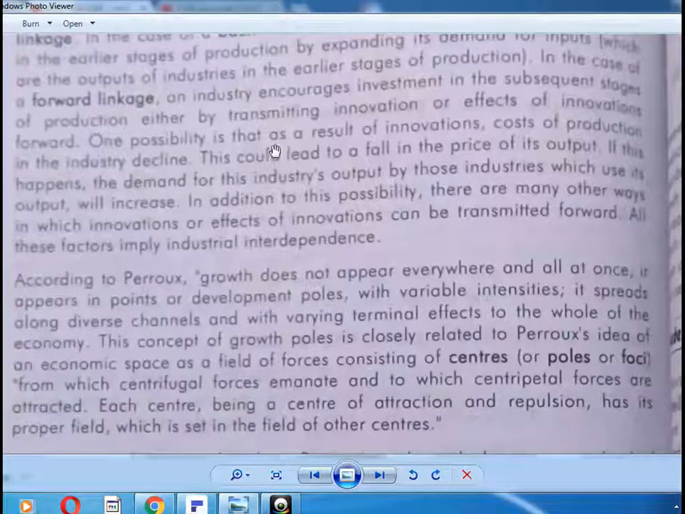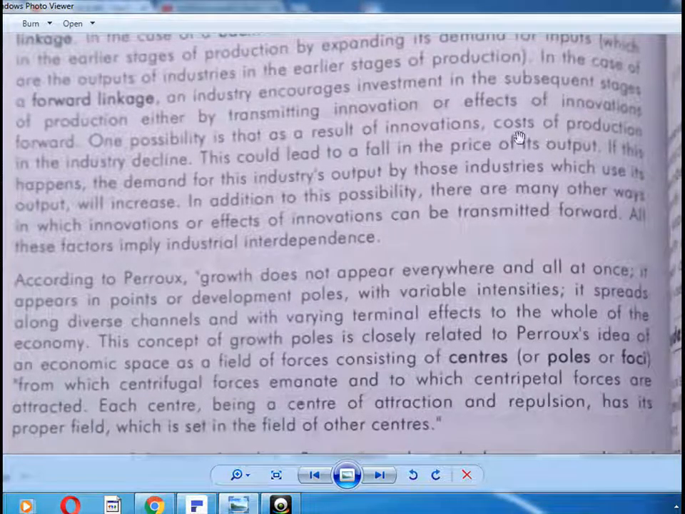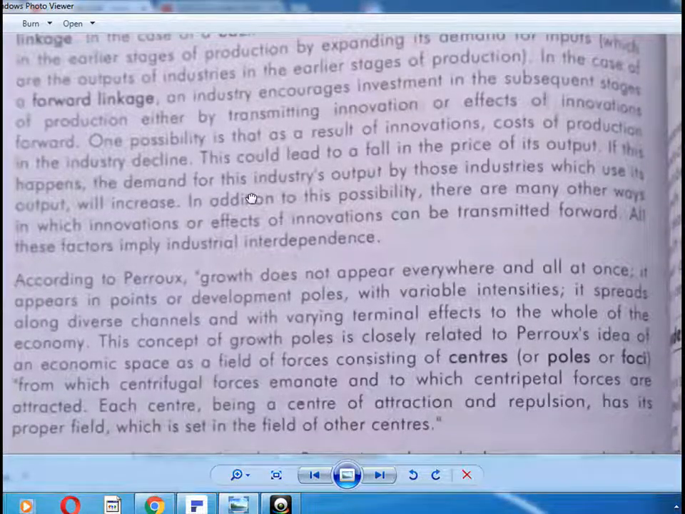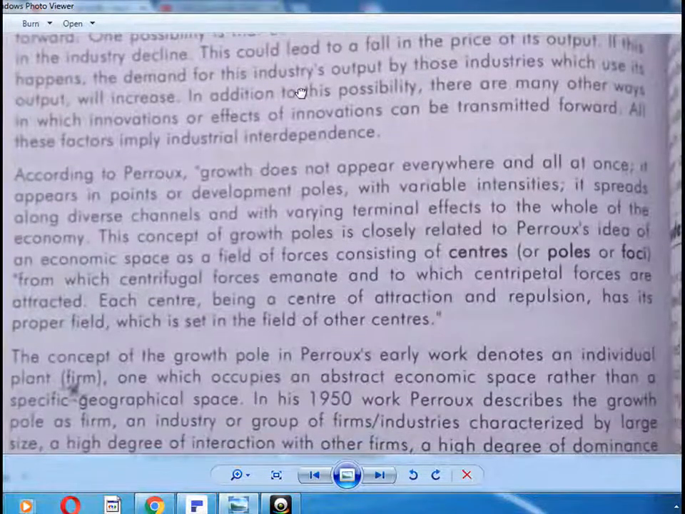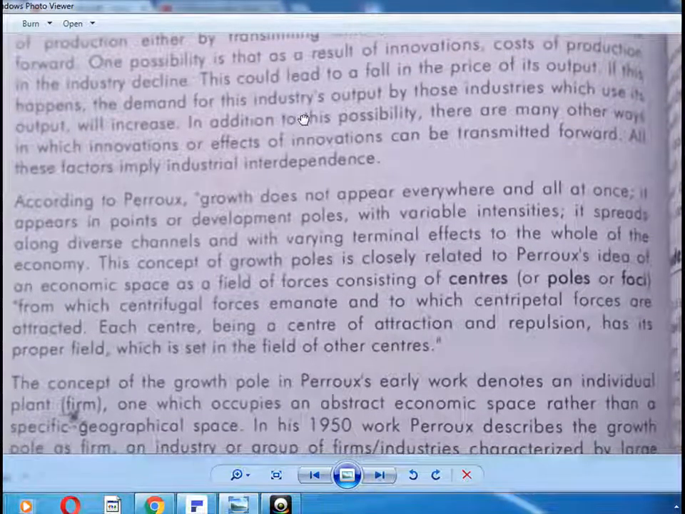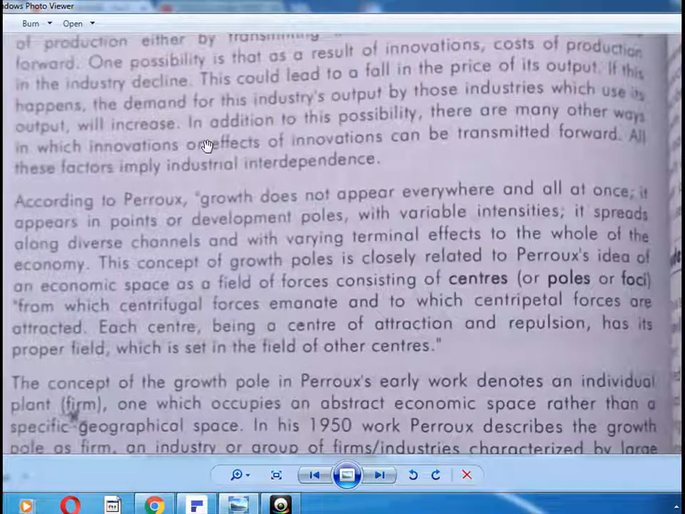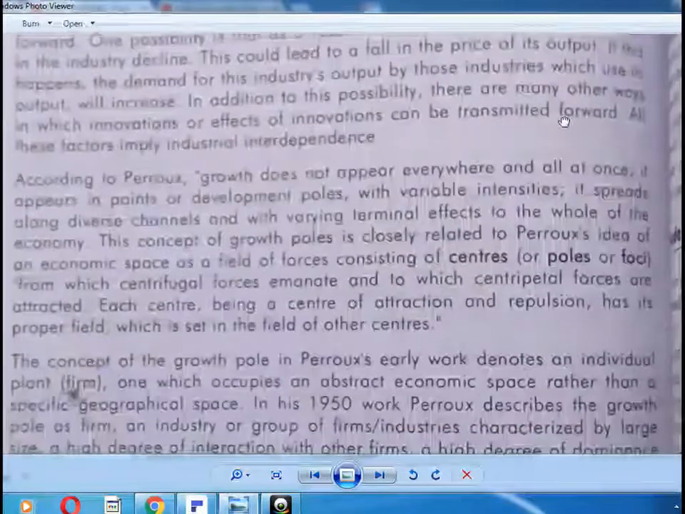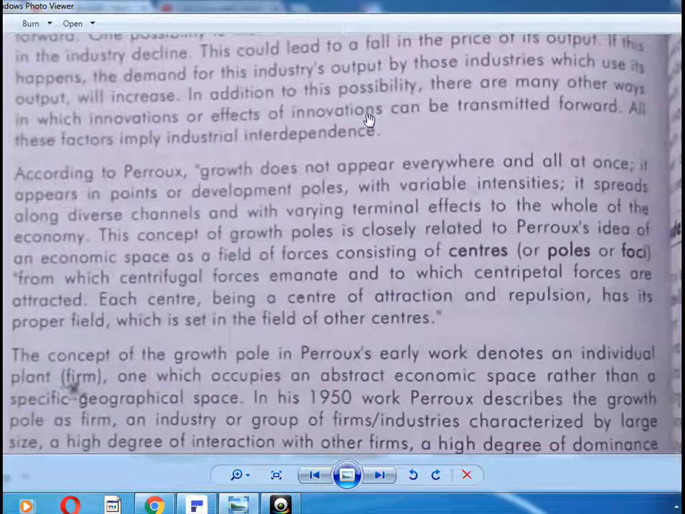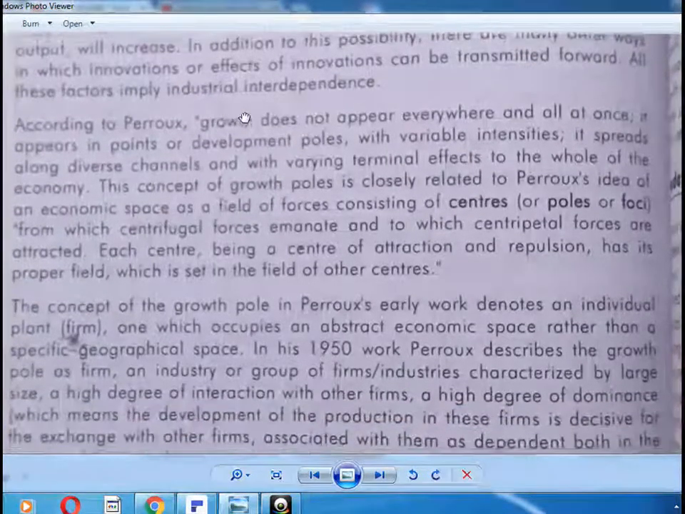One possibility is that as a result of innovation, the cost of production in the industry declines. This could lead to a fall in the price of its output. If this happens, the demand for the output of this industry from industries which use its output will increase. In addition to this possibility, there are many other ways in which the effects of innovations can be transmitted forward. All these factors imply industrial interdependence.